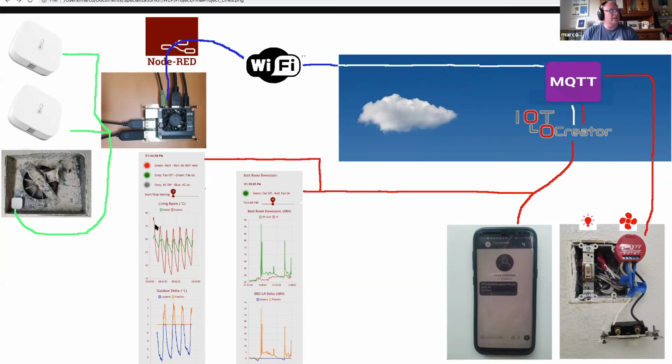As you can see here, here's the graph for the temperature inside the living room and outside the house. The green one is indoors and the red one is outdoors. I also calculated the difference in temperature between inside and outside. So if the temperature outside is lower than indoors, this graph will be in the blue area. If the temperature outside is higher, it will be in the orange area.